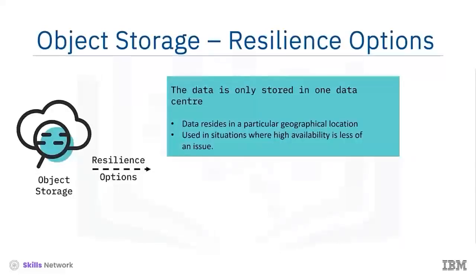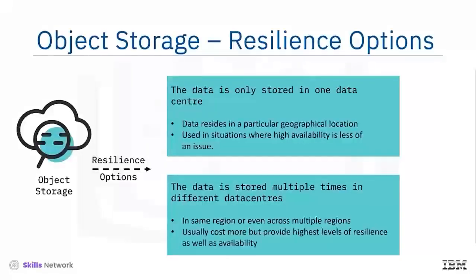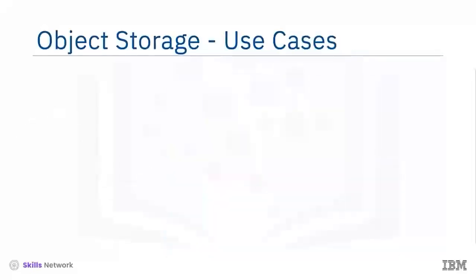They will then offer buckets which are highly available across regions, where the data is stored multiple times in different data centers or zones in the same region or even in multiple regions. These options usually cost more, but they provide both the highest level of resilience as well as availability for your data. Object storage has a very flat storage structure, which we'll explain in the next lesson.